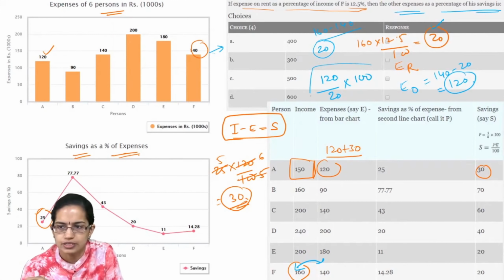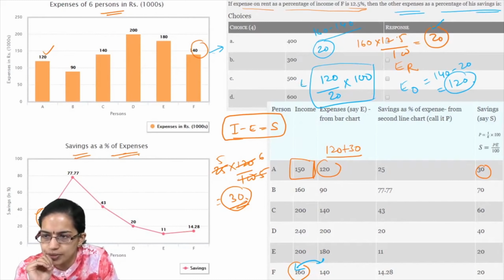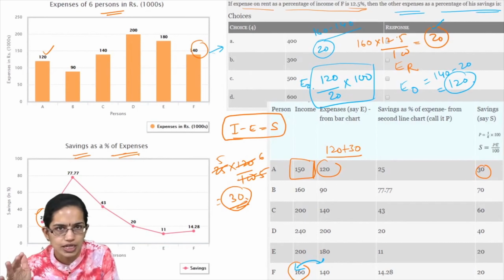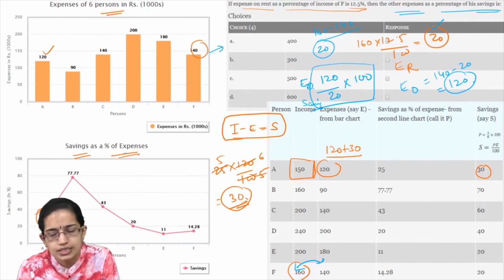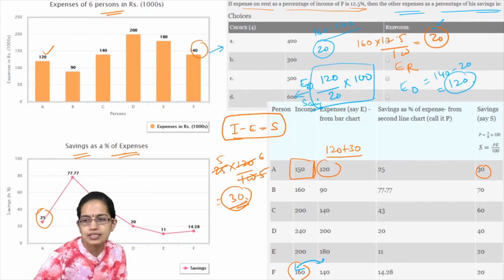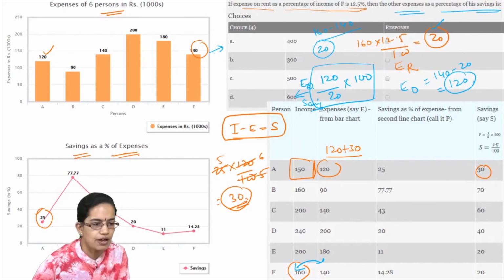His other expenses is 120 as a percentage of his saving, which is 20. So I calculate this value. This is the other expense, and this is the saving. Don't get confused with 20 appearing everywhere. So other expense as a percentage of saving would give me the answer, which is 600. I hope that makes it clear.